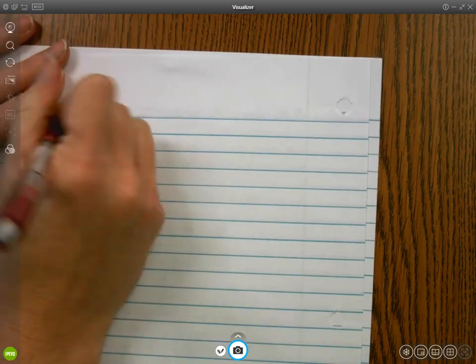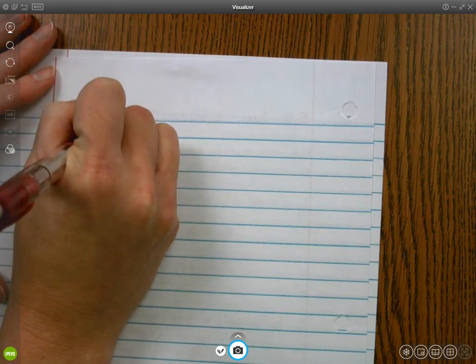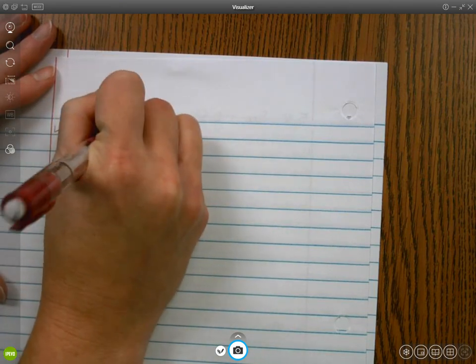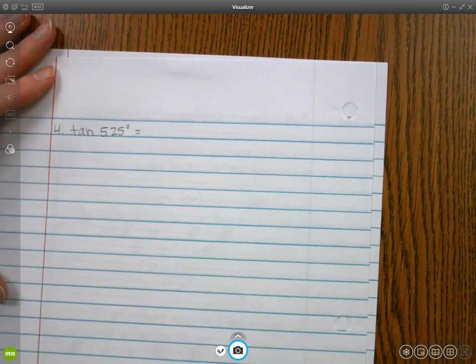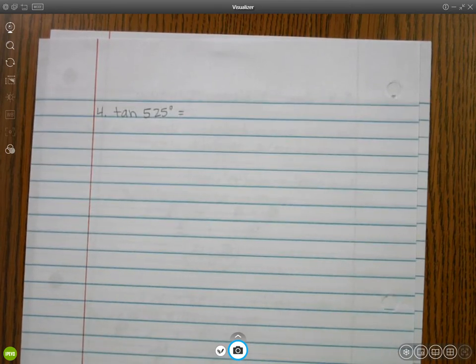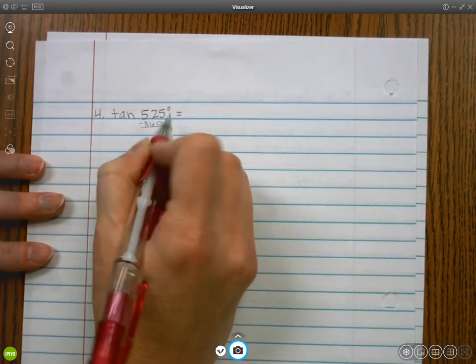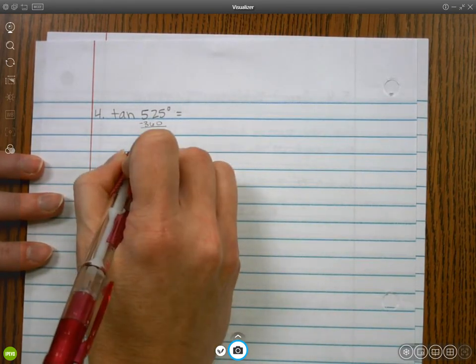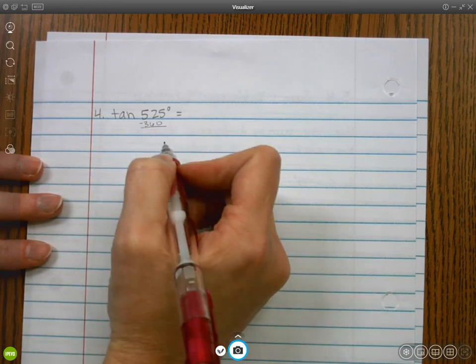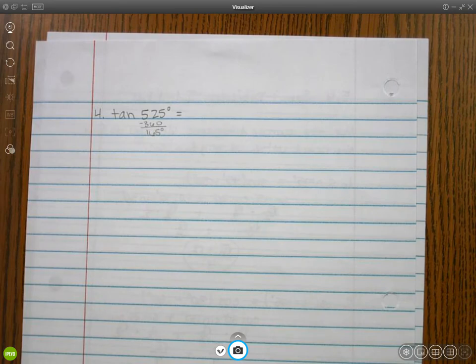All right, number 4 wants us to find tangent of 525 degrees. First of all, remember that we can use coterminals because an angle in the same place is going to have the same value. So the first thing I'm going to do is subtract 360 if it's more than one rotation and figure out what I'm really dealing with. So 525 minus 360 is 165. That's an easier number for me to think of.